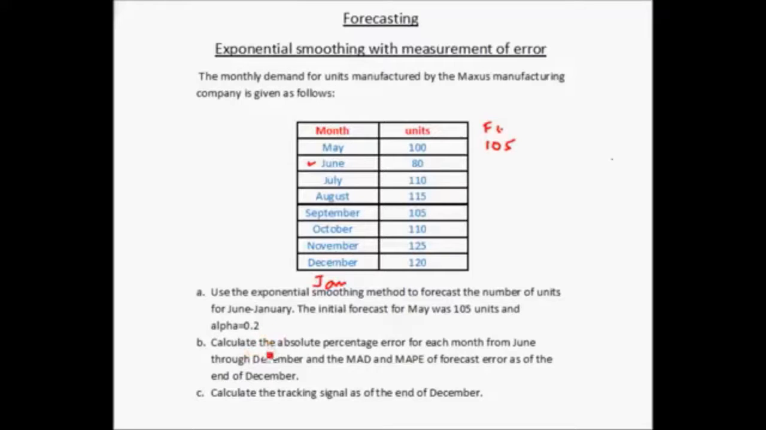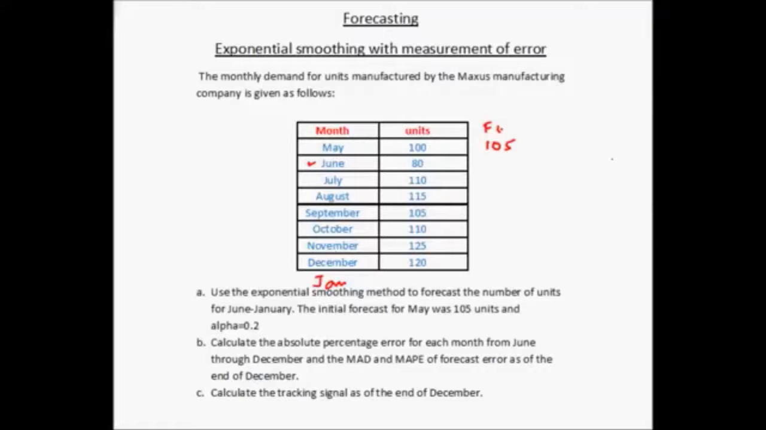B. Calculate the absolute percentage error for each month from June through December and the mean absolute deviation and mean absolute percentage error of forecast error as of the end of December. And C. Calculate the tracking signal as of the end of December.